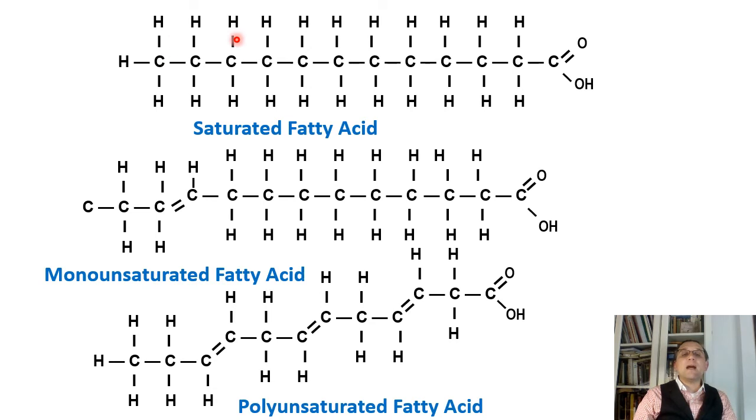The molecule is straight. Each carbon is bound to hydrogens. There is no hydrogen missing here. But the molecule below, look, the hydrogen is missing here. Therefore, the carbon has to have a bond with another carbon once again. So a double covalent bond is present here. There is a kink in the molecule, and that's why we call it a monounsaturated fatty acid. The molecule below is a polyunsaturated acid, obviously why? Because it has more than one double bond in here and more than one kink. Right, the molecule is not straight here.